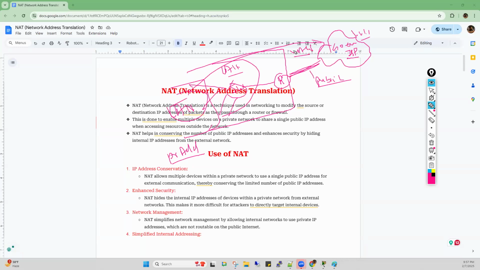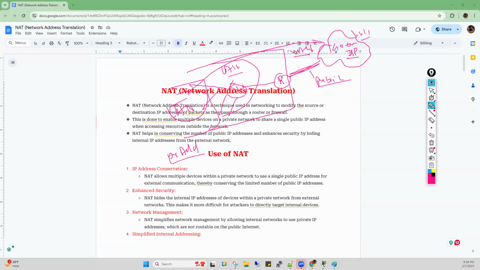Now, what is the solution? Now you will tell your manager, hey, please provide me a public IP address. No, that is not the solution, guys. Public IP addresses are not free of cost. If you want to use a public IP address, you have to pay the ISP. You need to purchase this IP address from the ISP, right? So guys, instead of purchasing public IP addresses for all the users in your company, we have a different method that is called NAT.